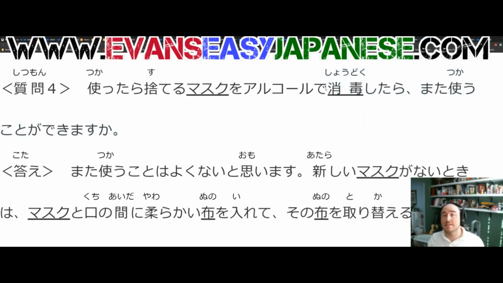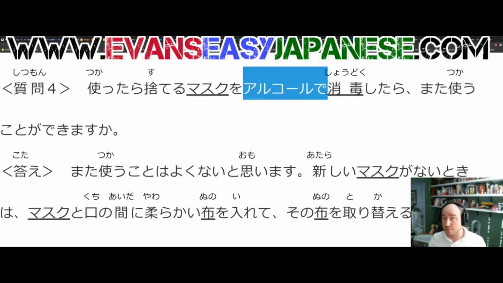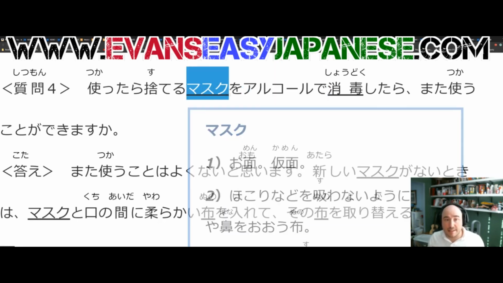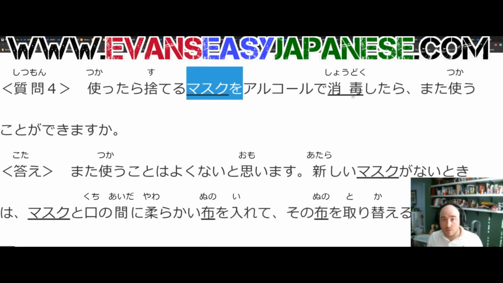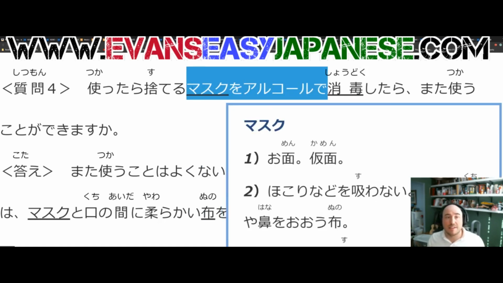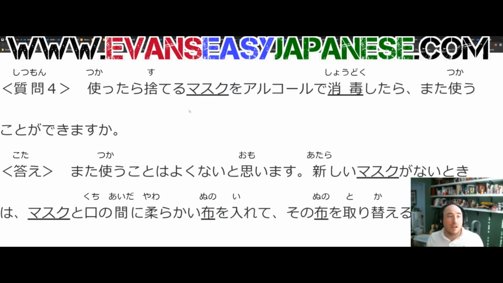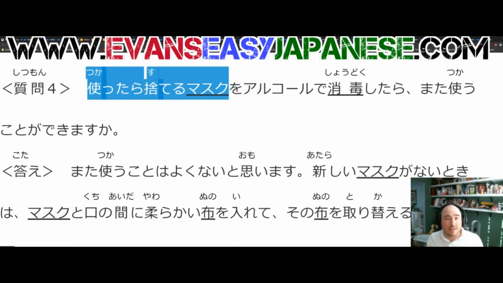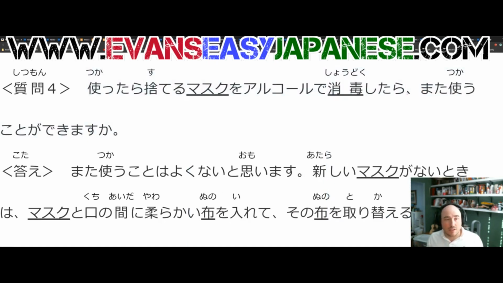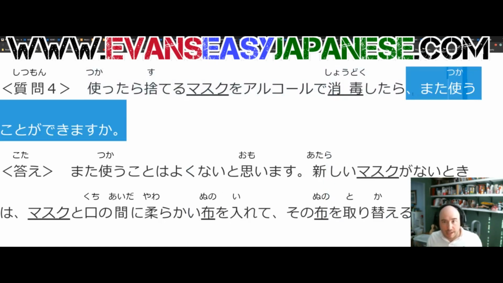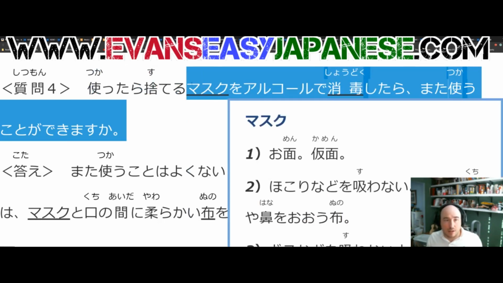Okay, so how are we going to sanitize them? The de particle is telling us how we're going to do it. アルコールで, with alcohol. So if you throw your masks in a vat of tequila, are you good? Oh, sorry, a hint, we're talking about masks. What are we sanitizing? Mask o. Mask o 消毒したら. If we sanitize the masks via what means? アルコールで. So if we sanitize our masks with alcohol, 使ったら吸ってるマスクをアルコールで消毒したら. Basically the sentence is: can we use them again if we sanitize them with alcohol? The masks. Can we use our masks again if we sanitize them with alcohol?